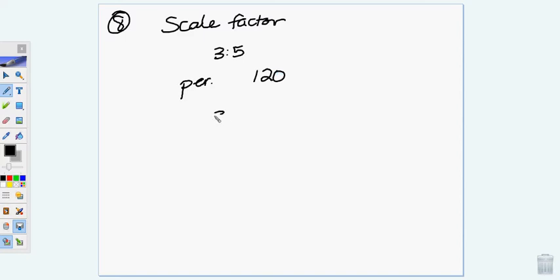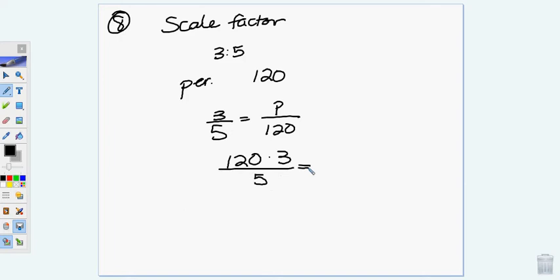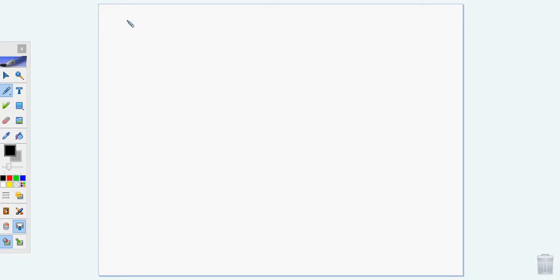Okay, so for my proportion of 3 to 5, the one that's got the proportion of 5 is 120. I'm going to call this P for polygon. So I've got this 120 times 3 divided by 5. Okay, and that gives me 24 times 3, or 72, right? So if I reduce this here and divide this by 5, I get 24. So this is 72.